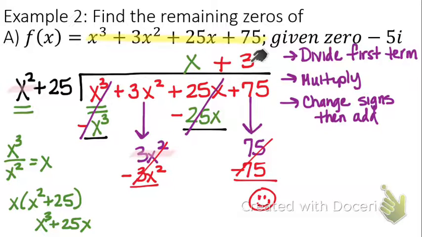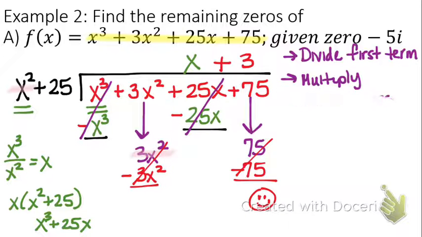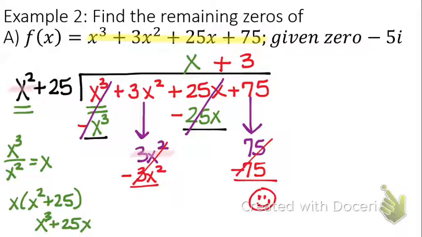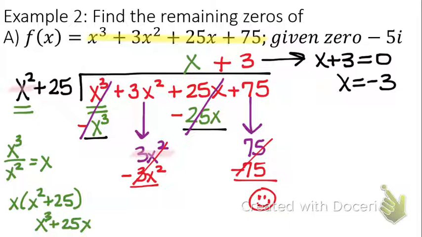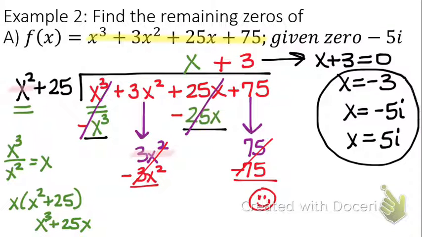So set this factor equal to 0 to get your third solution. So if x plus 3 equals 0, so this is my last factor. X plus 3 equals 0, so that means that x equals negative 3 is a root. So my 3 roots are x equals negative 3, x equals negative 5i, and x equals positive 5i. You could also say x equals plus and minus 5i.